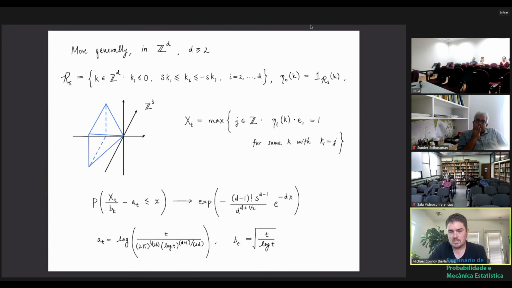So we can do this in all dimensions greater than or equal to 2. By considering the equivalent of this sort of wedge, so in 3 dimensions, it looks sort of like this, some sort of pyramid. And what we get is a Gumbel distribution where the mean and now variance of this limiting distribution is dependent on the dimension. And this B_t scaling term is still the same. The dimension comes into the second order corrections, or lower order corrections.